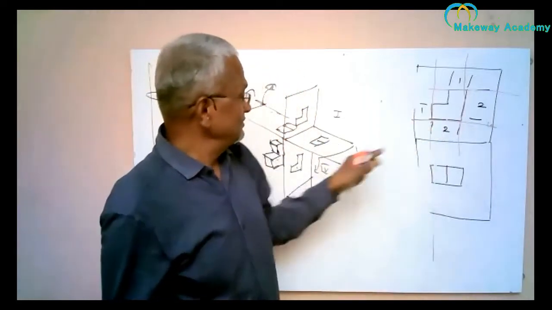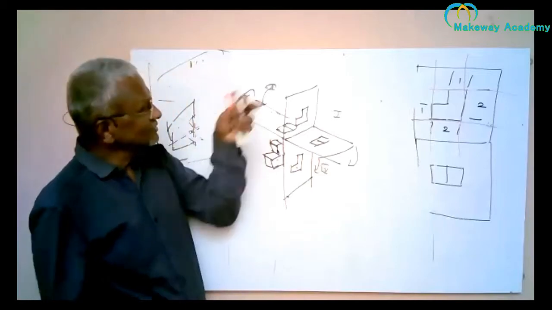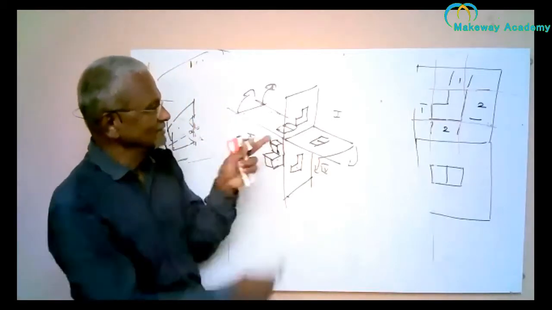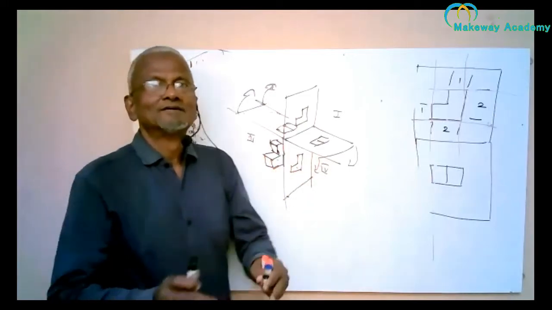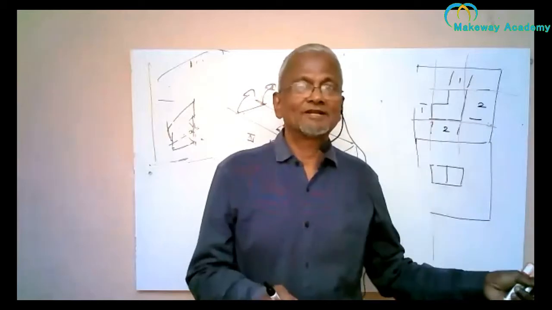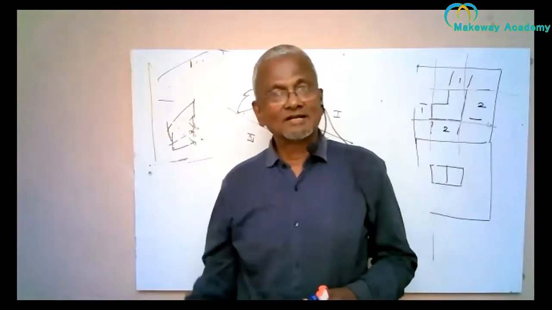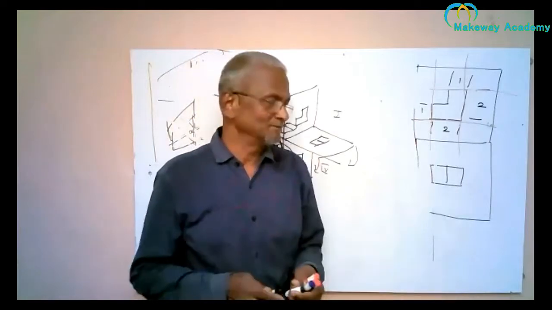So in the first angle projection, top view is drawn below the front view. In third angle projection, the top view is drawn, this is the third quadrant, above the front view. The same way, in first angle projection, the left side is drawn on the right side of the front view. And in third angle projection, the left side view is drawn on the left side of the front view.